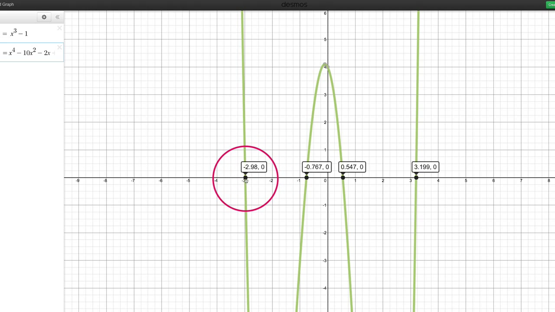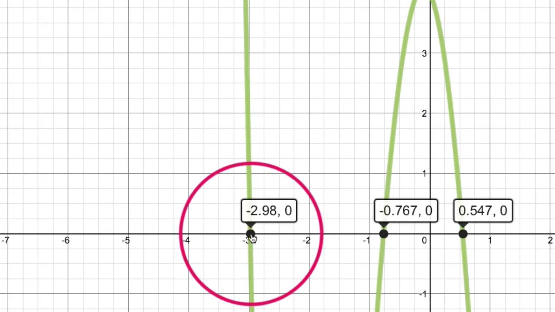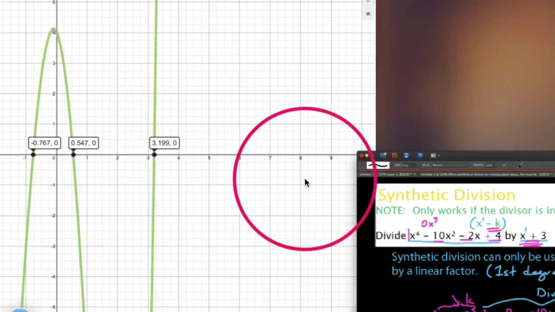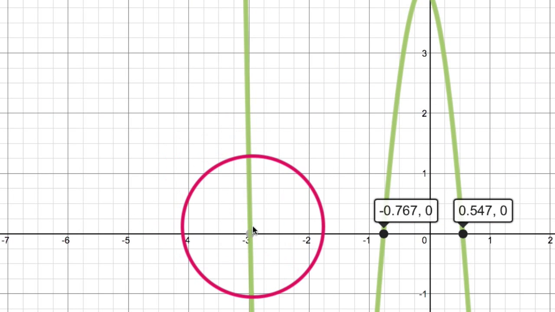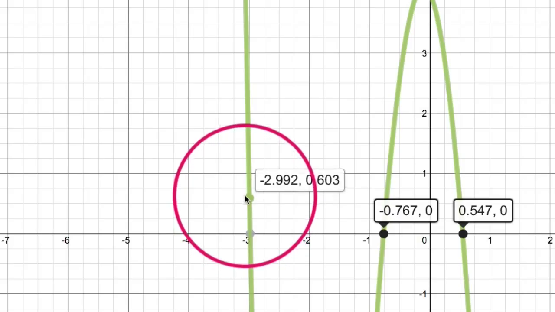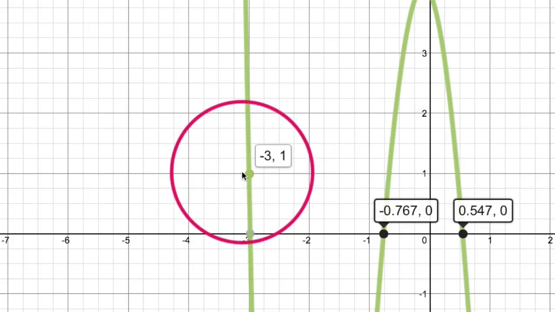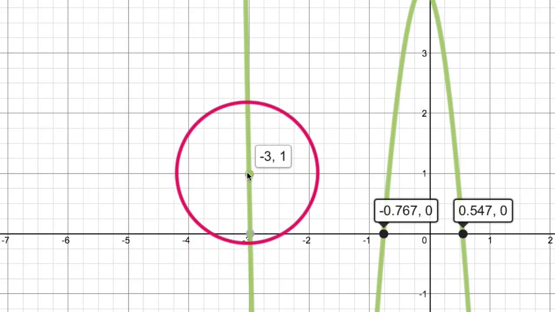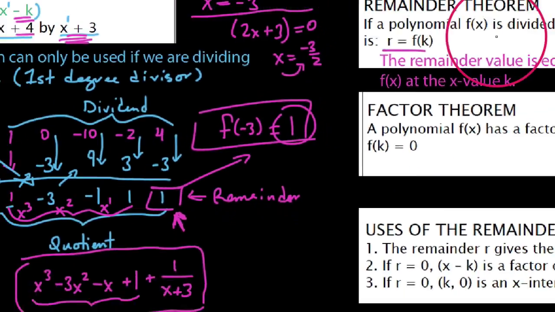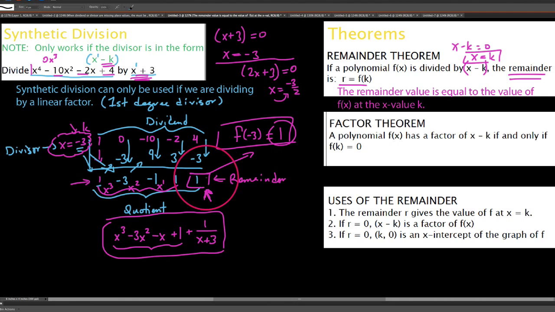So if I ask what the y value of our graph is at negative 3, what we determined a moment ago is that our y value should be 1 if the remainder theorem holds true. So I'll click on this and scroll left until you see that when we get to an x value of negative 3, check this out: you're exactly at a function value of positive 1. So again, the remainder theorem essentially says when you do synthetic division, this remainder right here is not just the remainder, it's actually the y value you get when you plug this x value into the function.